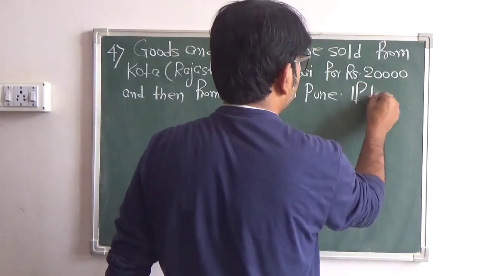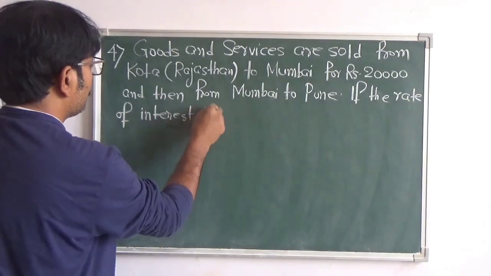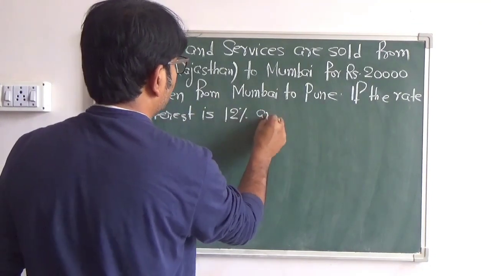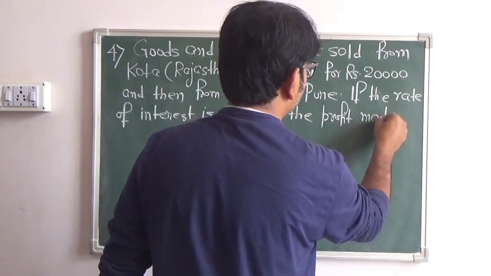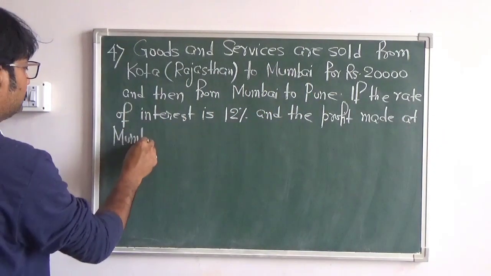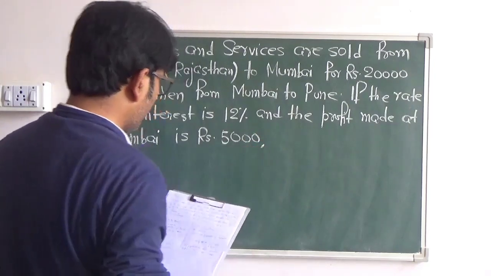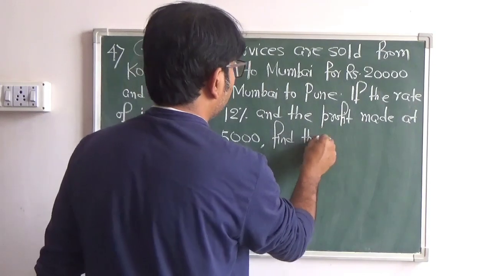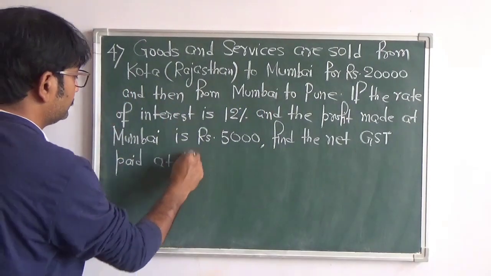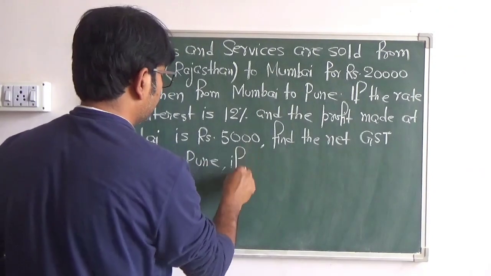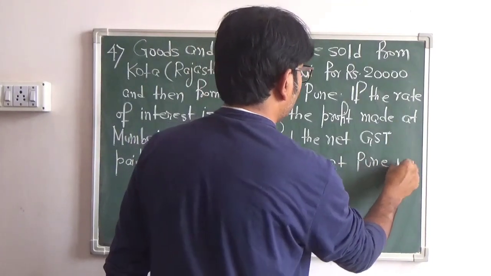Now if the rate of interest is 12% and the profit made at Mumbai is rupees 5,000, find the net GST paid at Pune if the dealer at Pune is the end user.